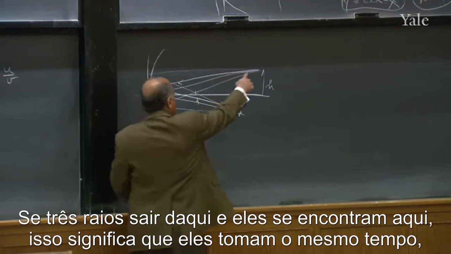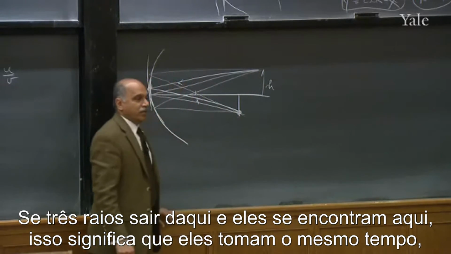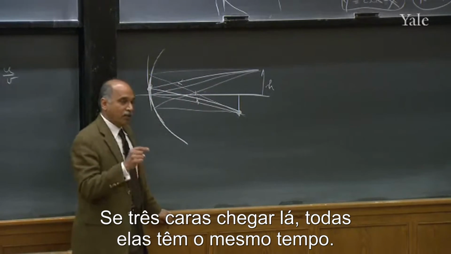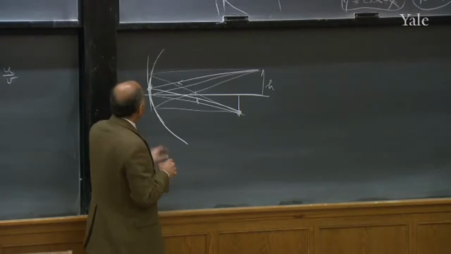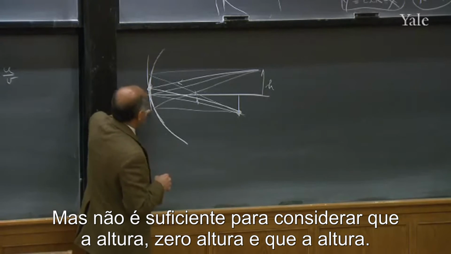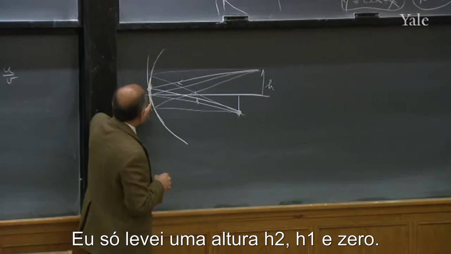If 3 rays leave here and they meet here, that means they take the same time, because light travels in a path of least time. If 3 guys get there, they all take the same time. But it's not enough to consider that height, 0 height, and that height. I only took a height h2, h1, and 0.